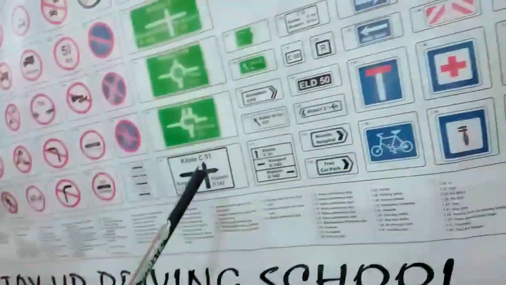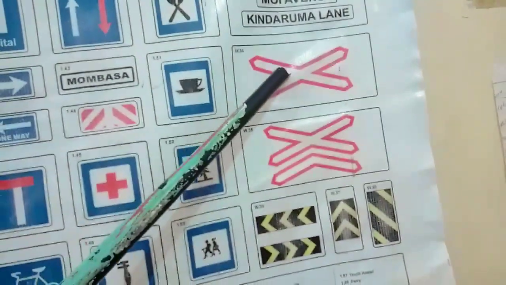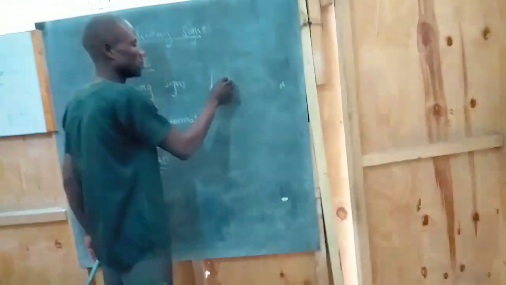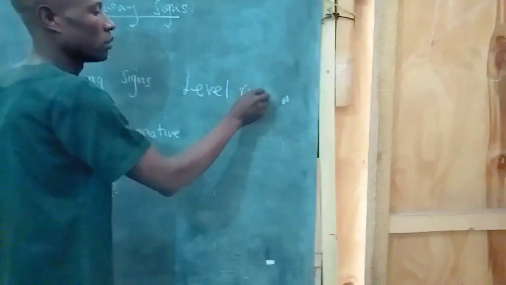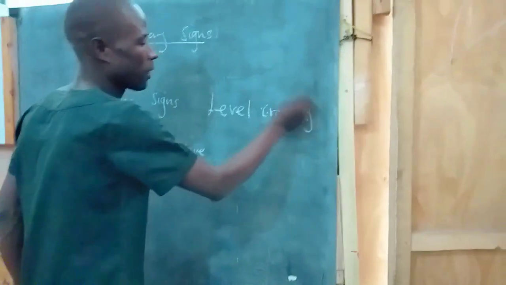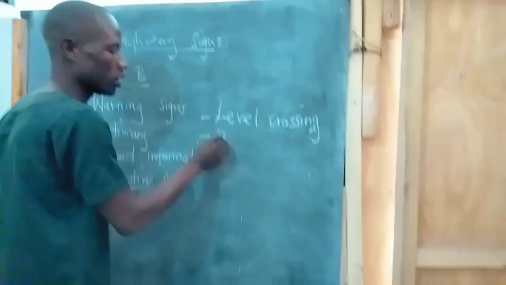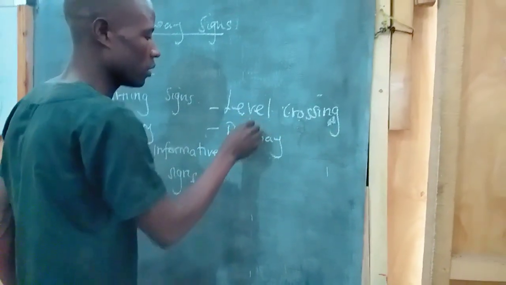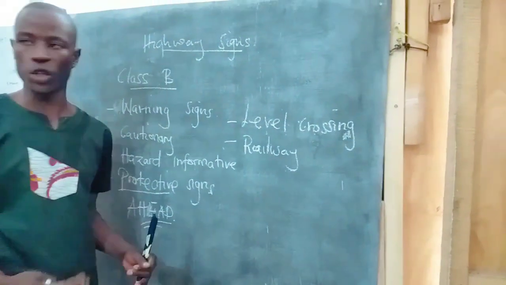And then which one else can we be asked? Tunaweza ulizwa gani ingine? This one, we can only say the difference. We call them level crossing. Level crossing and railway crossing.